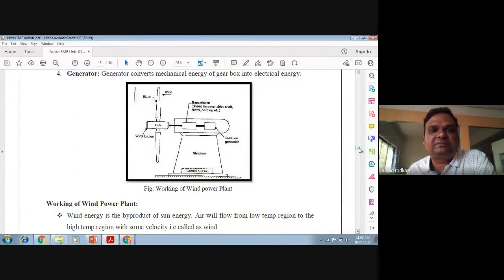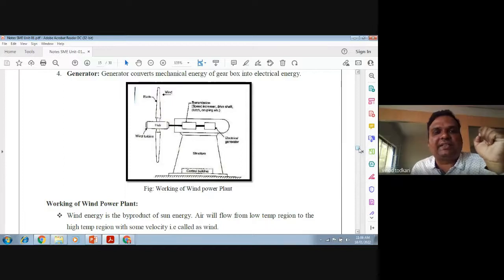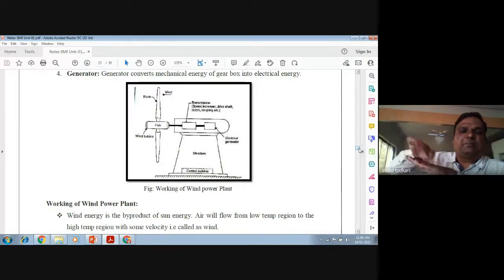Yes, using gears, we can increase the speed or decrease the speed. Have you heard this word before, gear? Yes, sir. In vehicles, we use gear. Let's say we are climbing uphill.